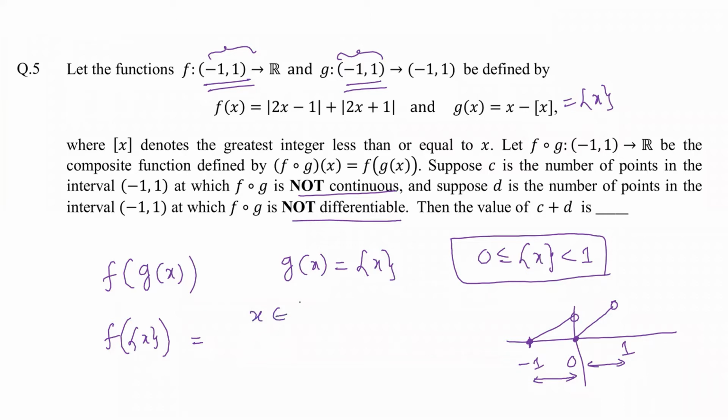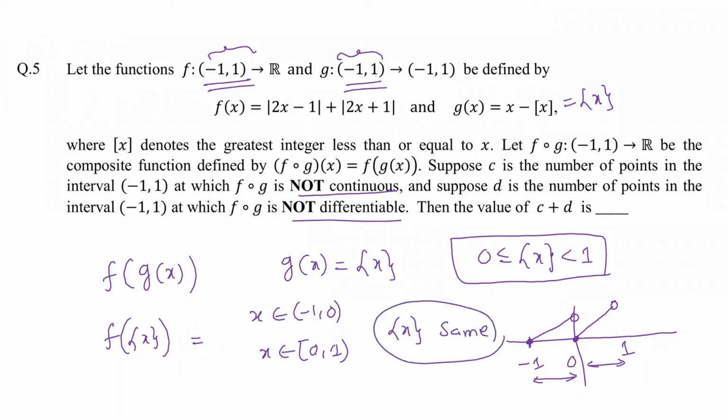So when you take x from -1 to 0, and when you take x from 0 to 1, the behavior of the fractional part of x is going to remain the same. And when the behavior of this is going to remain the same, obviously the behavior of f of the fractional part of x will also remain the same. When I say behavior here, I mean the graph. So that means to solve this question, we don't need to solve from -1 to 1. We can only solve between 0 and 1.